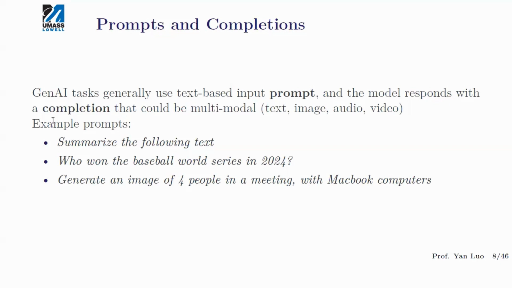So these are the example prompts. You can say, okay, summarize the following text. You can then put in the whole text, or you can upload a PDF document and say summarize the content from this PDF file. Or you can ask who won the baseball World Series in 2024. Or you can say I want to generate an image of 4 people in a meeting using MacBook computers, so an image will be generated.